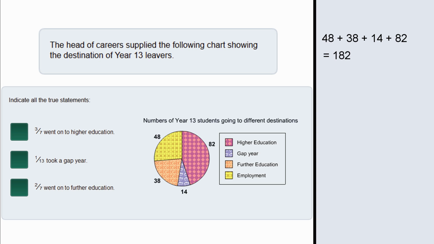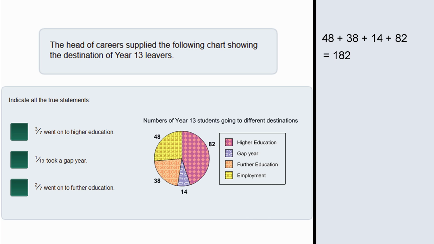Now what I would probably do is find what a seventh would be. So a seventh of 182 is 182 divided by 7, which is 26. That means that 3/7 are 3 times 26, which is 78. So if 3/7 went on to higher education, that means that 78 people went on to higher education. But we can see from the pie chart here that 82, in fact, went on to higher education. So this statement is false.